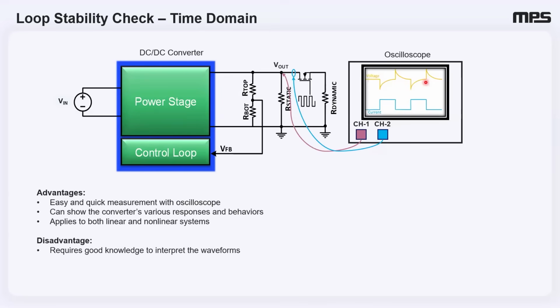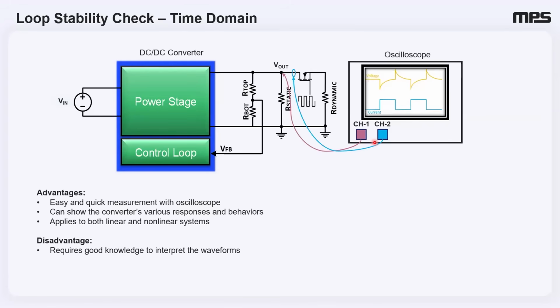This involves applying a sudden change in load current and observing the output voltage response using an oscilloscope. As you can see, the setup is simpler: a DC-DC converter, a FET with a pulse generator, and an oscilloscope to measure the current and voltage. That's all you need for your load transient setup.